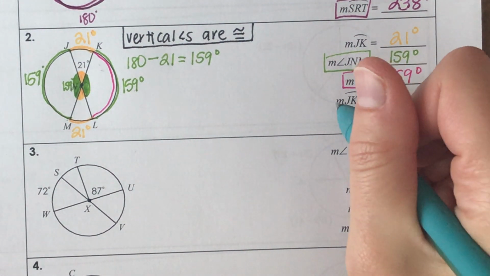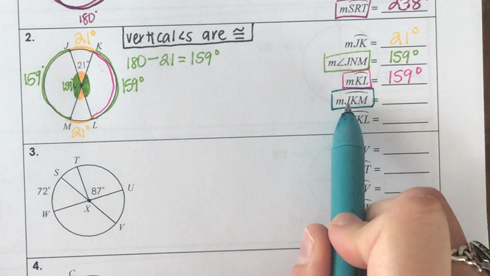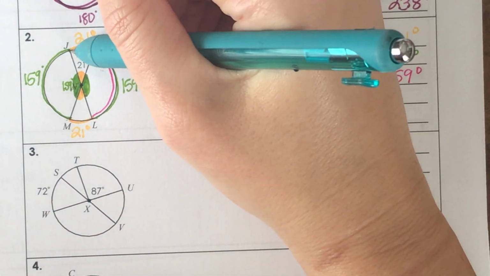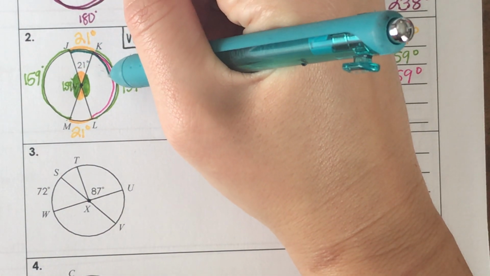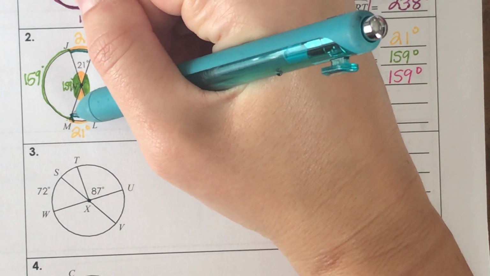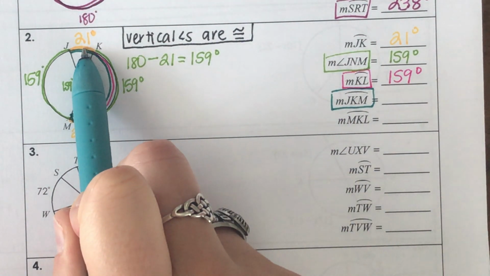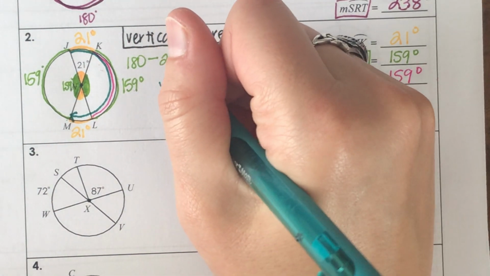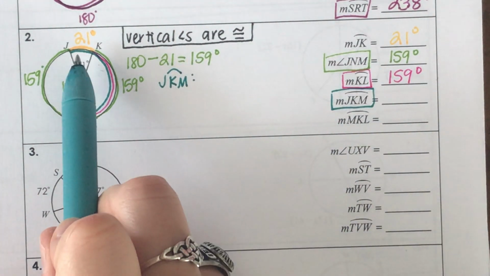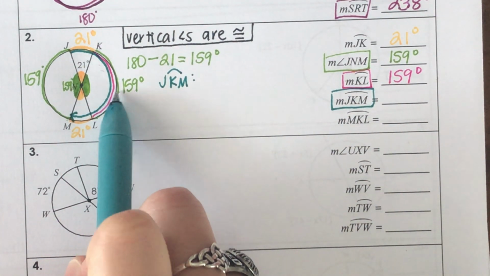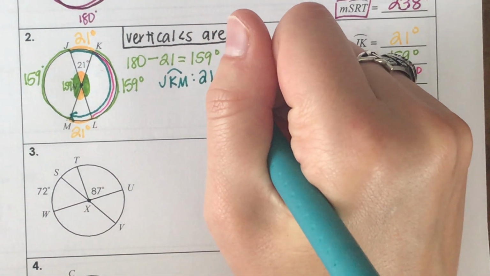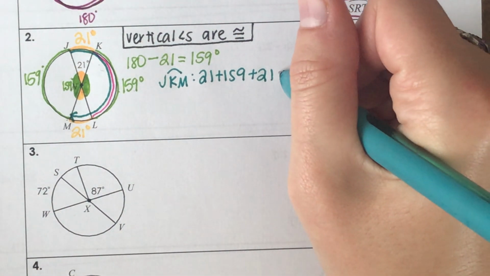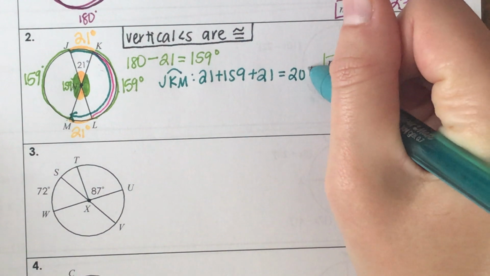Next one. Measure of arc JKM. That means start at J, go through K, and end all the way at M. So you've got this yellow piece plus the green piece plus the yellow piece. So to find JKM, you've got two choices. You can add 21 plus 159 plus 21. You're just working your way around its distance going around it. If I do that, I get 201 degrees.